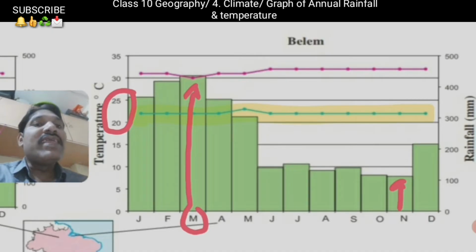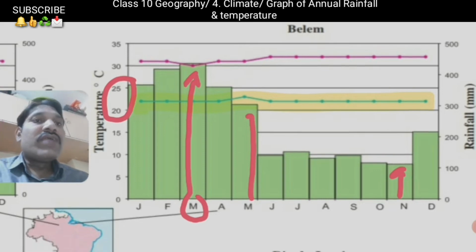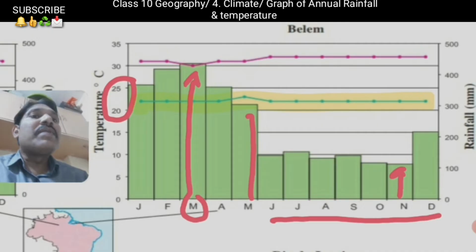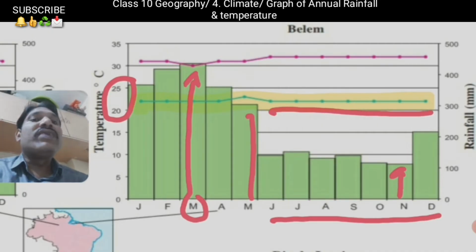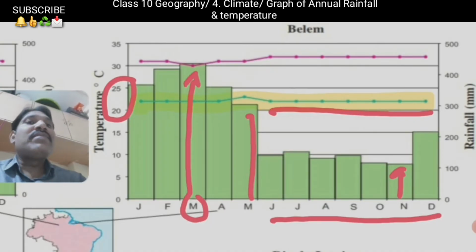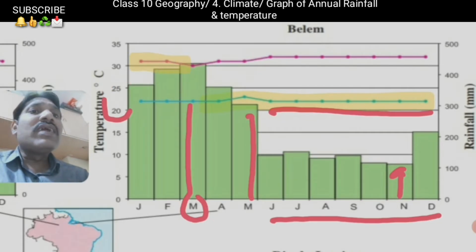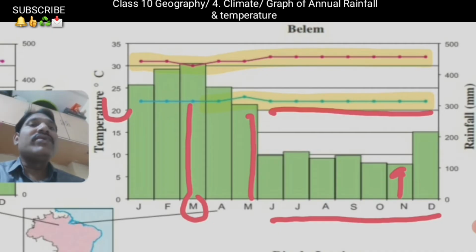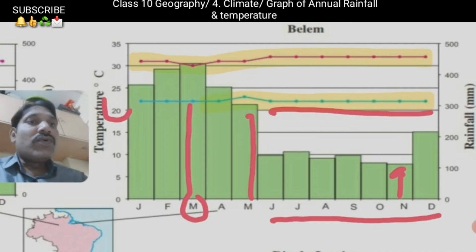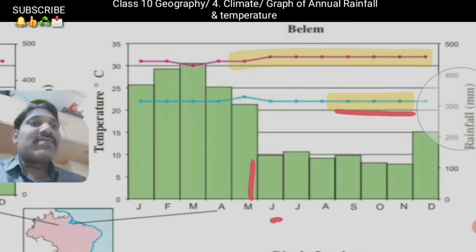But the thing is here in the month of May it rises more, and if we see from June, July, August, till December, the temperature is the same one. But it lies in between 20 to 25 degrees centigrade. Now the maximum temperature again lies in between 30 to 35 degrees centigrade only. Okay, students, have you understood? Yes, very good. So now let's try to understand the next city.